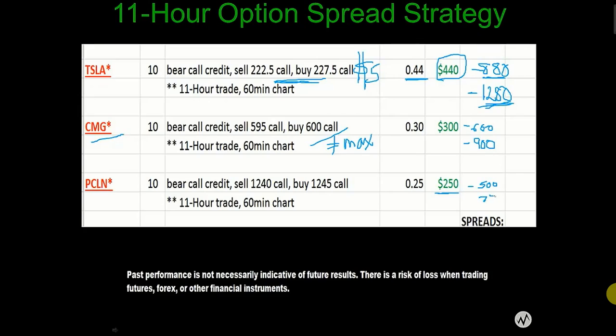All right? I wanted to show you the idea. The reason why these are big numbers is these are 10 spreads apiece. If you're trading one contract, you're looking to earn $25 or $30 or $44. Now remember, I told you you can go from 30 to 50.